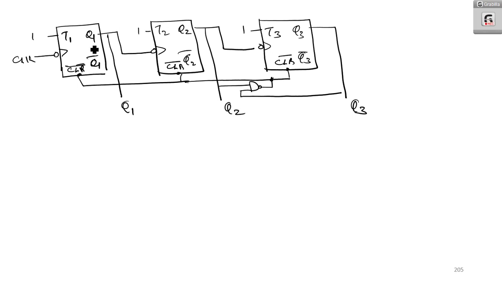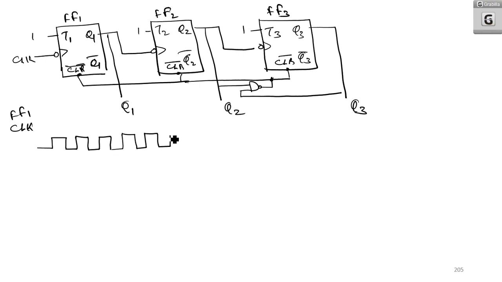Now let me come into the timing diagram. I am having the clock. Clock is applied to flip flop number 1. This is flip flop number 1, flip flop number 2, and this is flip flop number 3. So I am going for the clock of flip flop number 1. I am having 1, 2, 3, 4, 5, 6, 7, and 8, that is 8 clocks. Since this is negative edge triggered, I am going for these edges.